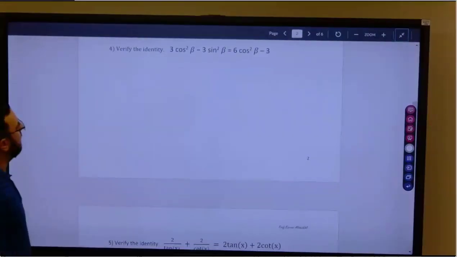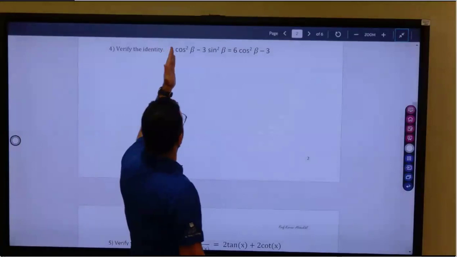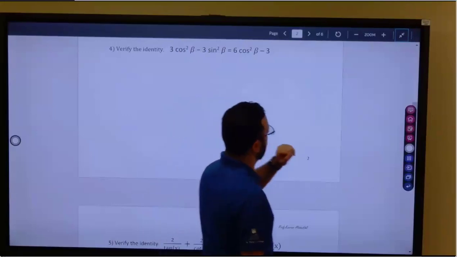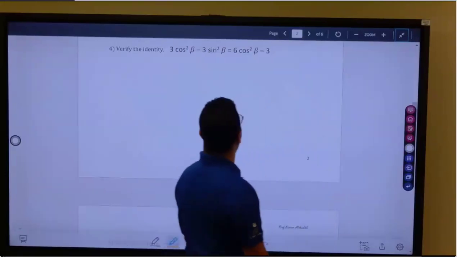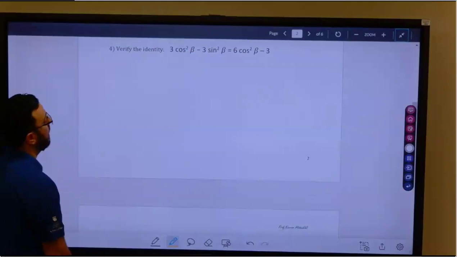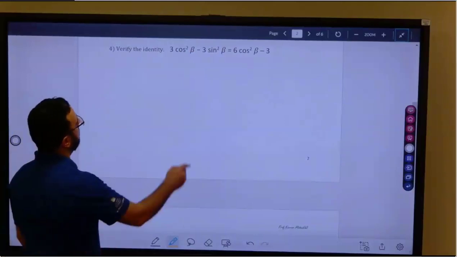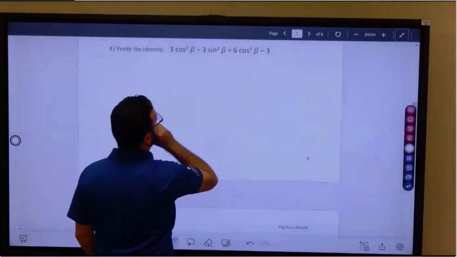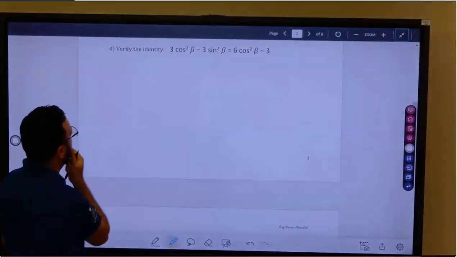Need to verify the identity. 3 cosine square beta minus 3 sine square beta equals 6 cosine square beta minus 3. I have cosine here and sine here, and the result should be cosine. So let's think about that.